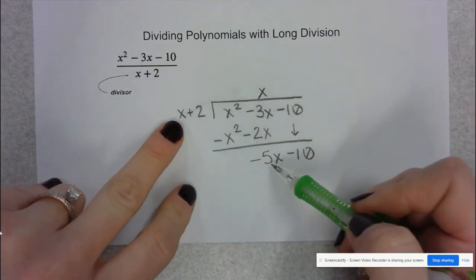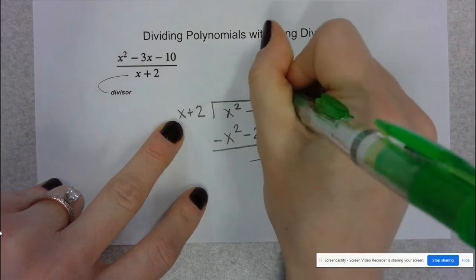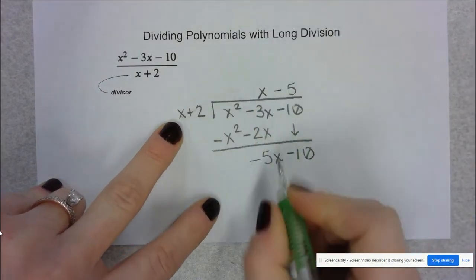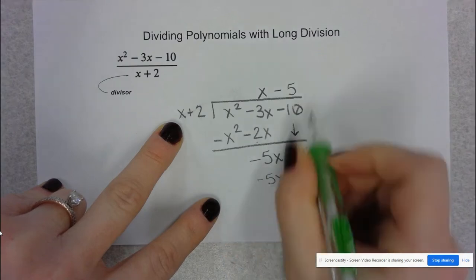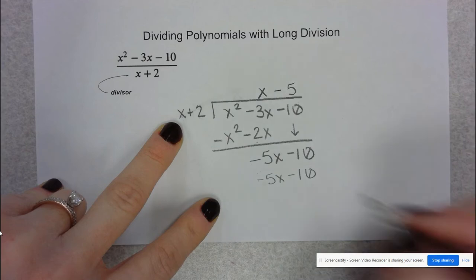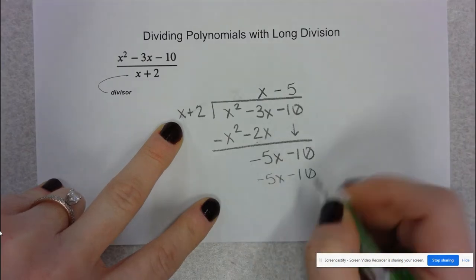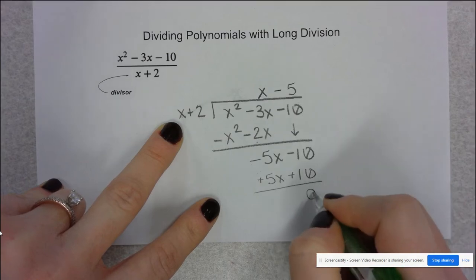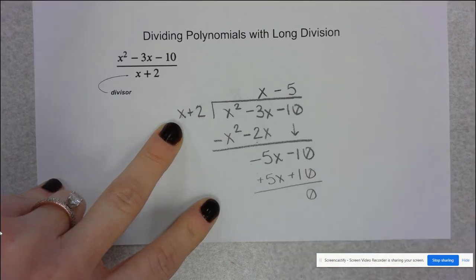So x times what gives me negative 5x? Well, that would be minus 5. So negative 5 times x gives me negative 5x. Negative 5 times 2 gives me negative 10. I am subtracting these negatives, which is going to then turn into a plus, and it's going to leave me with a remainder of 0.